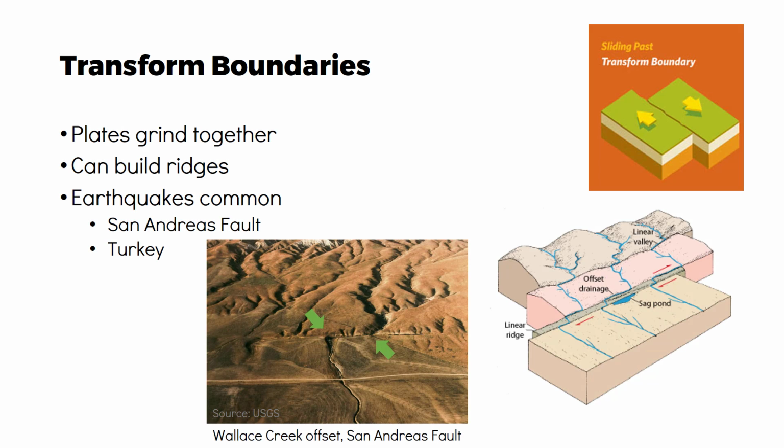Transform boundaries slide along each other. Often these are in conjunction with other boundaries, where parts of the crust get stuck and then suddenly shift. The San Andreas is perhaps one of the most famous examples of a transform boundary. Like many transform plate boundaries, landscape features along the San Andreas include linear features like ponds, ridges, escarpments, and valleys where areas have settled along the break. Some streams also appear to jog suddenly sideways. Notice in the Wallace Creek image how the natural drainage features have shifted from their original position.